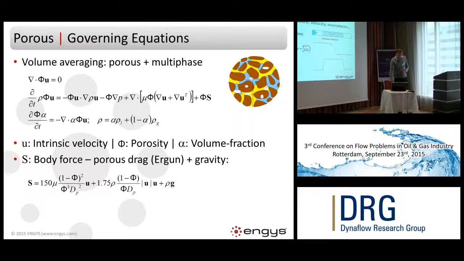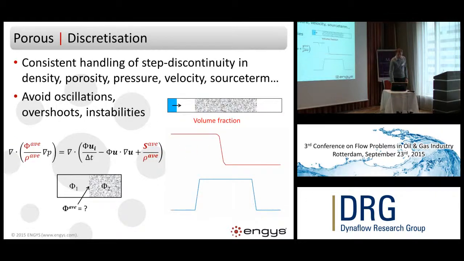So it's basically a Whittaker type of averaging that's done on the governing equations. You have a porosity in all the various different terms of the governing equations, as well as an Ergun type of porous drag term on the right hand side.